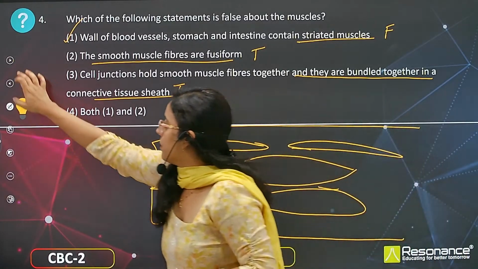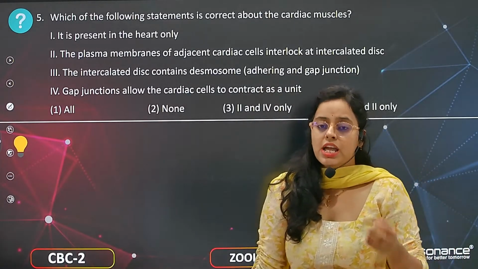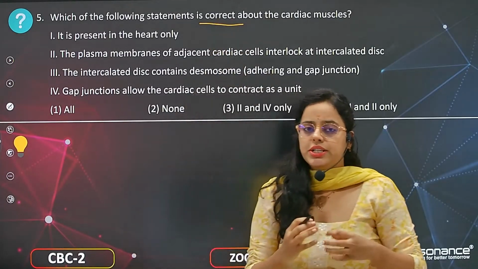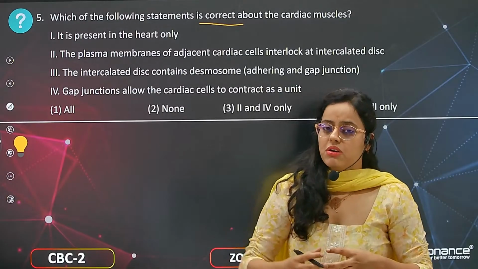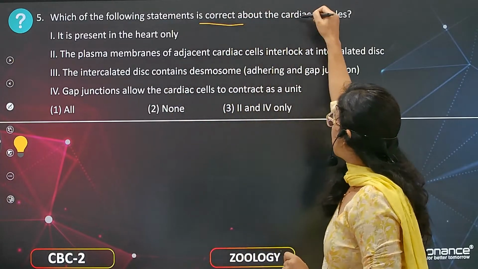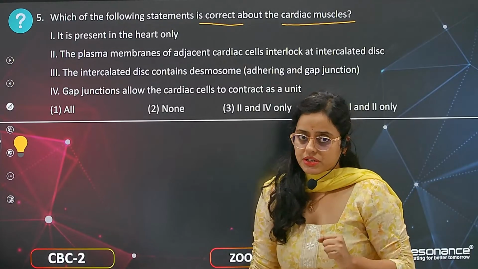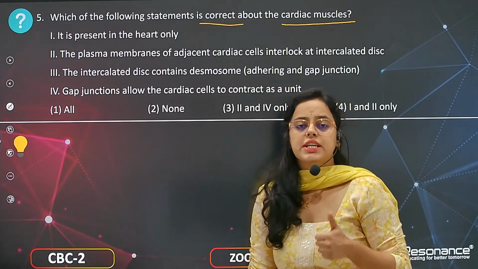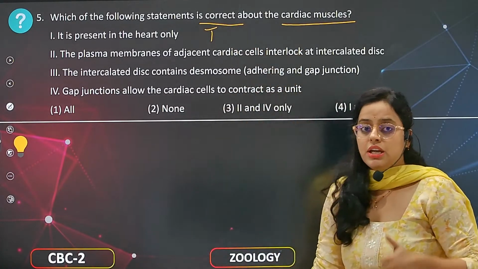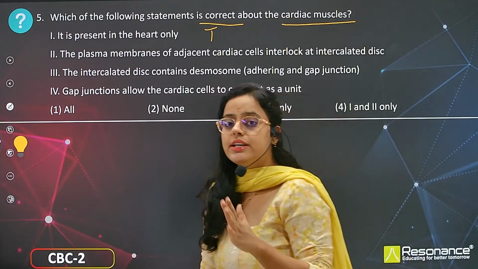Now going to the next one. Question number 5. Which of the following statements is correct about cardiac muscle? So again mark this correct statement. Whenever you are attempting NEET paper or any kind of exam or exercise questions, always mark the important part, that is, correct about cardiac muscle. This is the most important part of the question. Now the options are: it is present in the heart only. Yes, it is present in the heart only. True statement. Now the plasma membrane of the adjacent cardiac cell interlocked at intercalated disc.